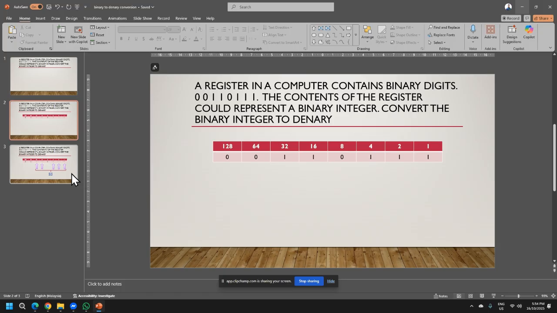You can ignore all the zeros because they have no meaning, because anything multiplied by 0 is 0. Just look for all the 1s. So you have a 32, 16, 4, 2, and 1. Add them all up. You will get 55. 55 is your answer for the denary.